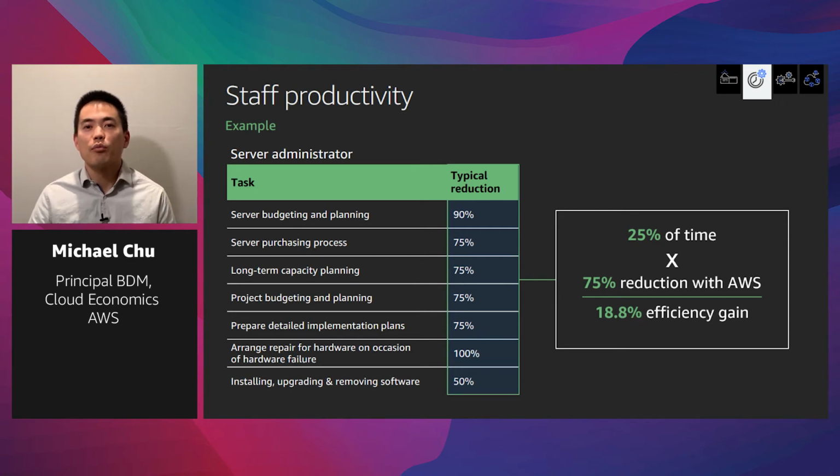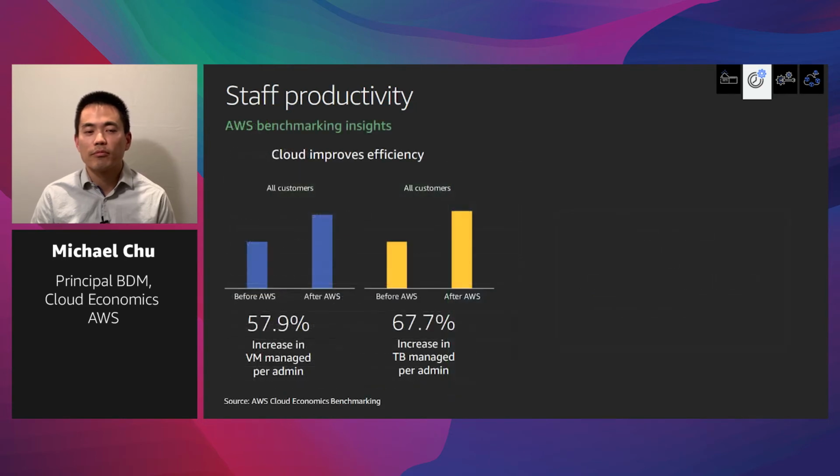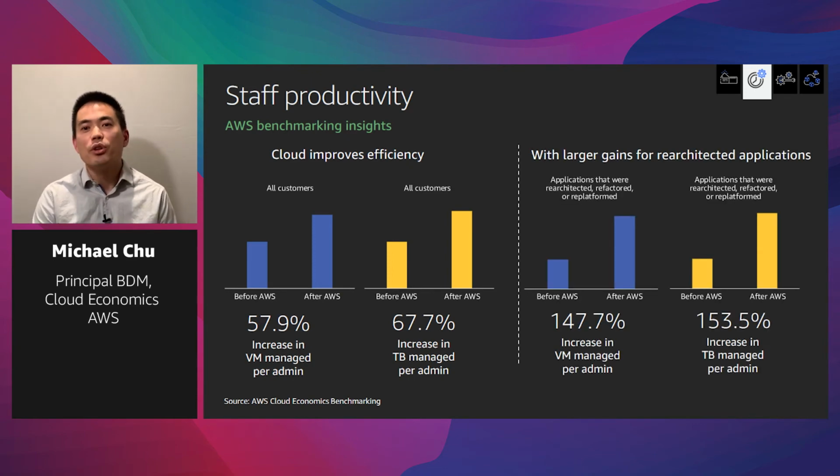To quantify the full staff productivity benefit, you would look across all 6 role types, across all 15 to 30 tasks per role. To quantify the staff productivity benefit from a top-down perspective, let's look at the benchmarking results for staff productivity. Virtual machines managed per administrator and terabytes managed per administrator dropped by 57.9% and 67.7% respectively. And you can see how re-architecting the applications, looking at just a subset of applications that were re-architected, improved gains to staff productivity.